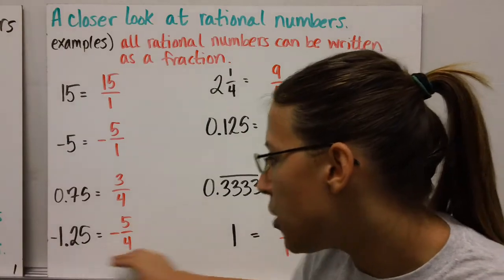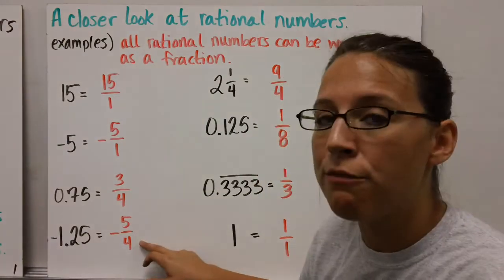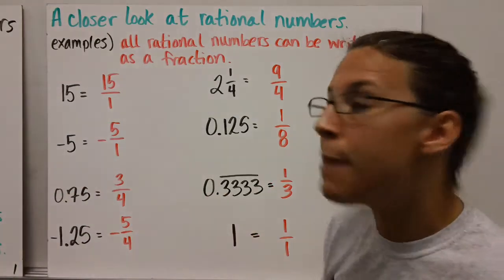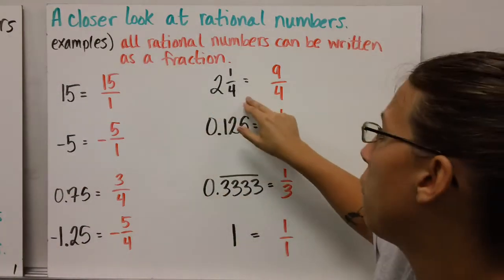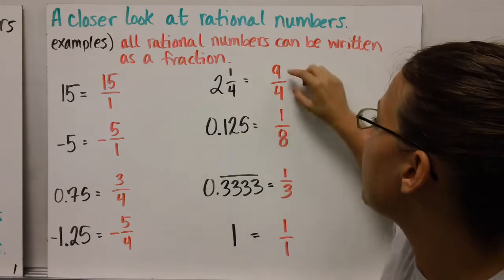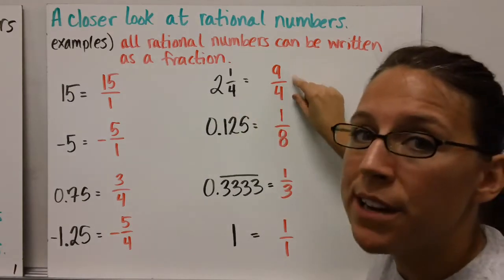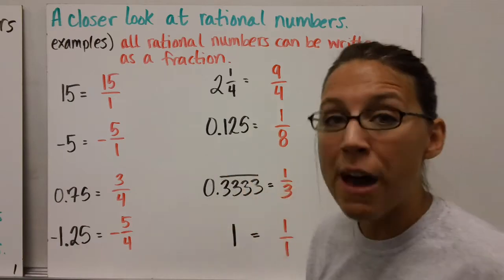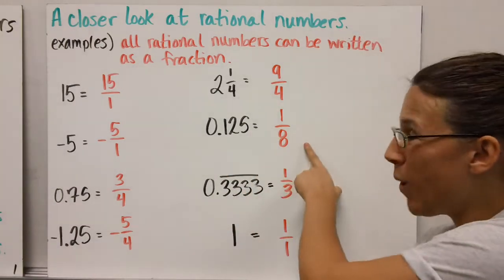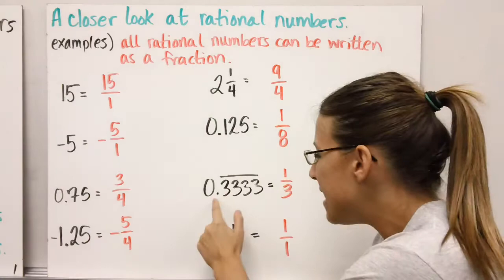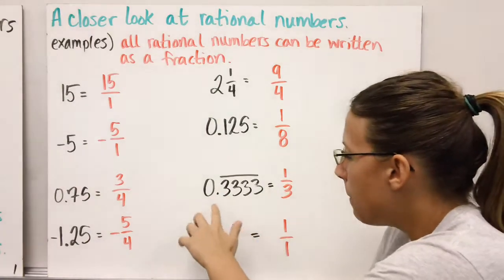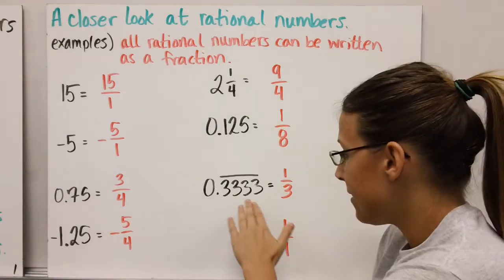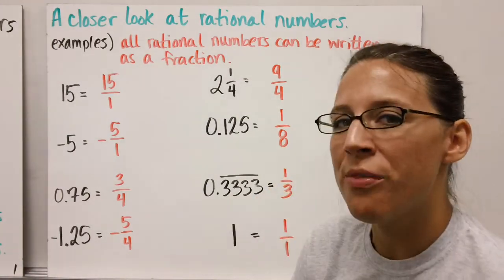-1 and 25 hundredths can be written in simplified form as -5/4. Remember, it's a numerator and a denominator. 2 and 1/4 is equivalent to the improper fraction, 9/4. 125 thousandths can be written as 1/8. We get to this sweet little guy here, 0.3 repeating. This is equivalent to the fraction 1/3.